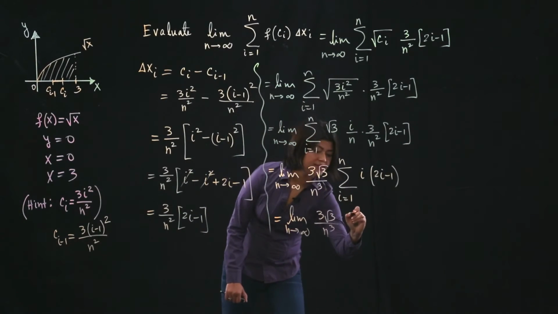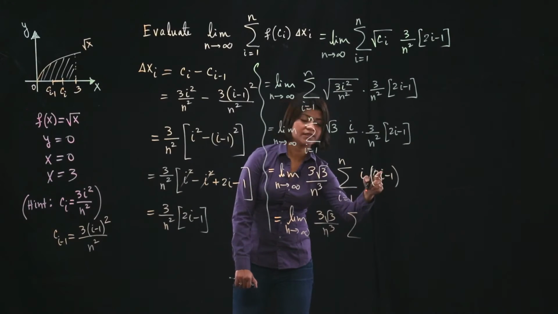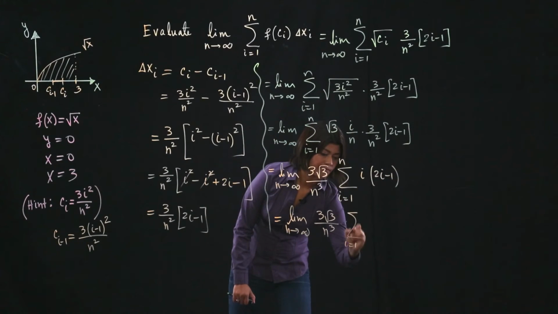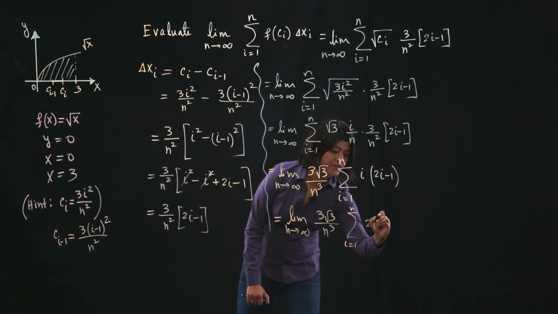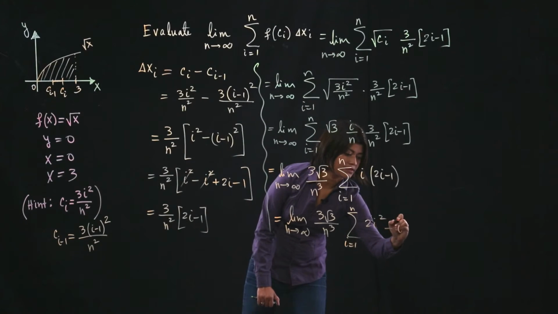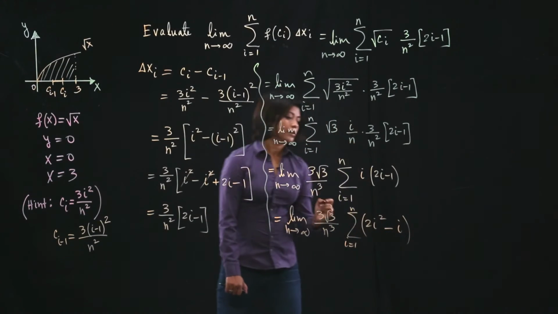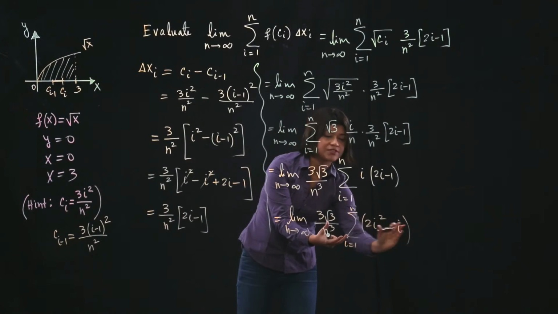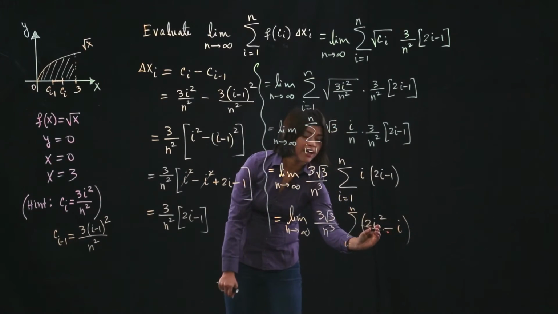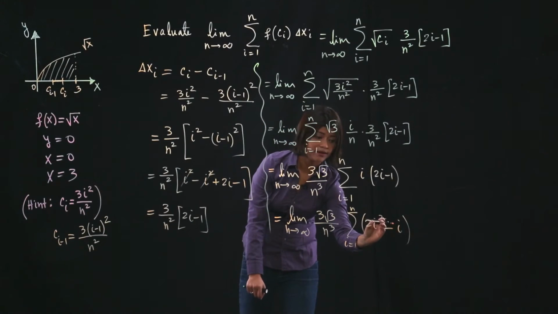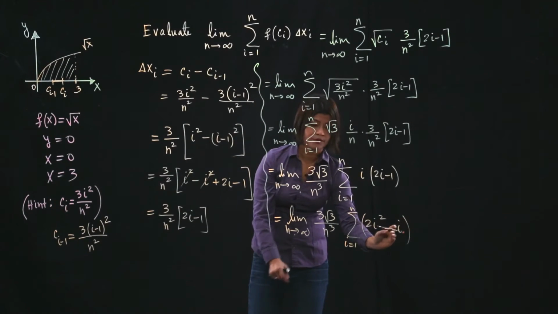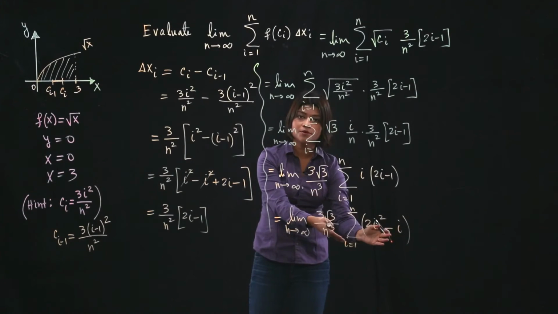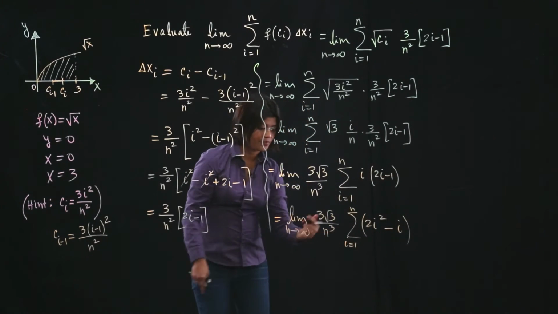Notice that inside the summation, if you distribute this i, you will get 2i squared minus i. Now we can break this expression up and we can have two different summations. And notice that we have formulas for the summation of i squared and the summation of i from 1 to n. We can use those formulas and then we can continue.